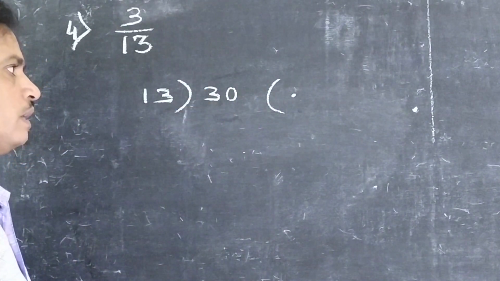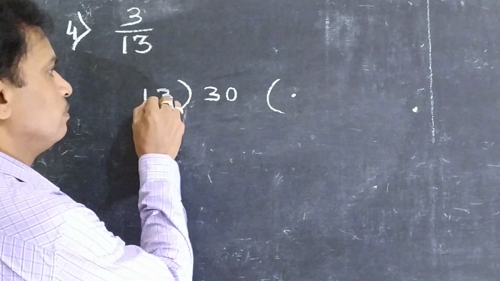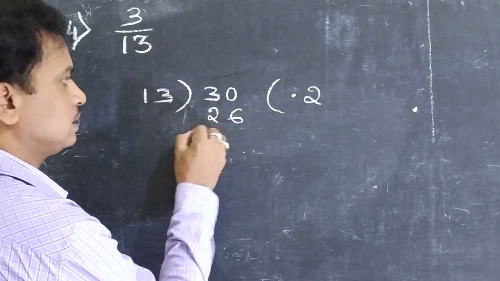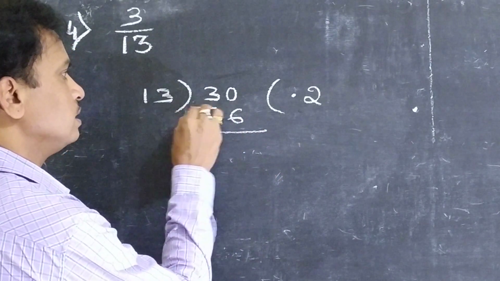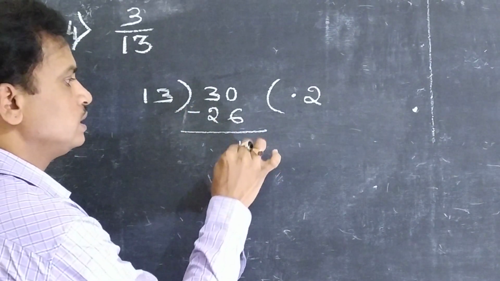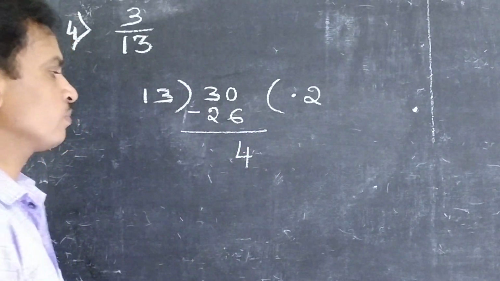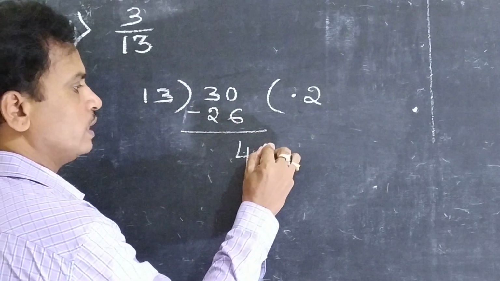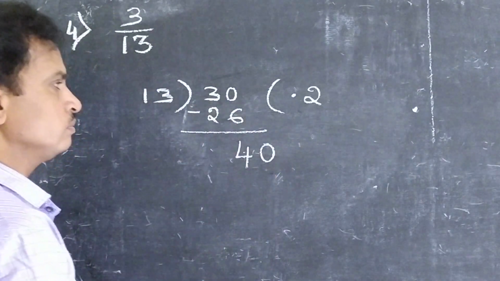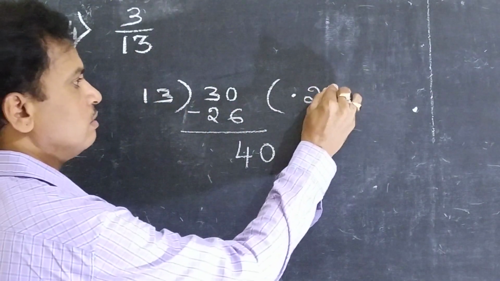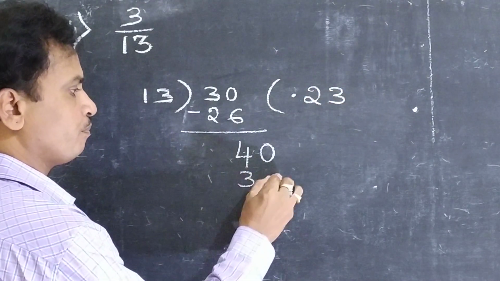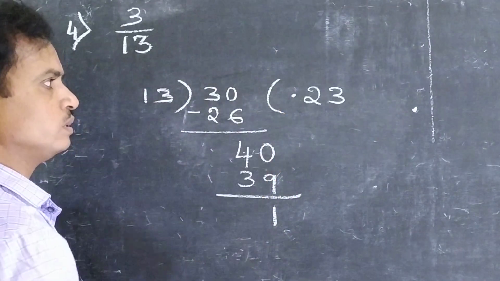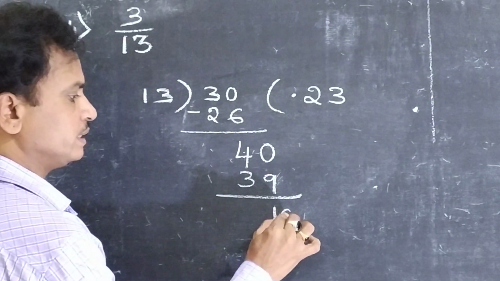It becomes 30. Then 13 2s are 26. So subtract this. 30 minus 26 is 4. Then 4 is less than 13. So then you take 0. Then 13 3s are 39. So remainder is 1. So already we had put point there. Then you can take 0.